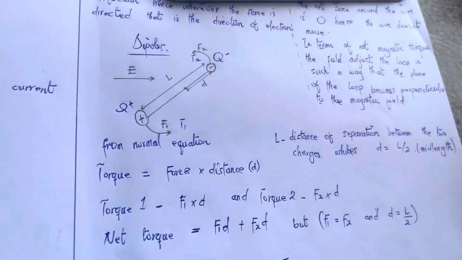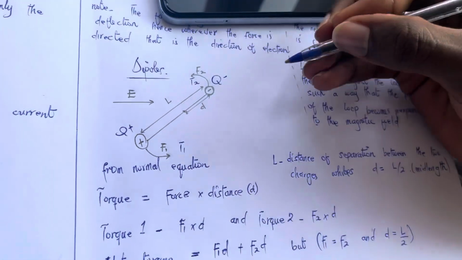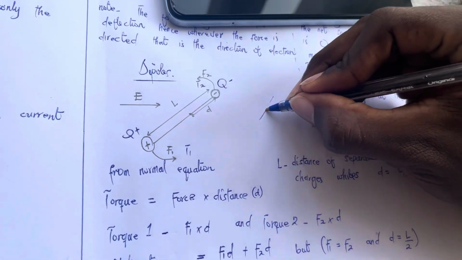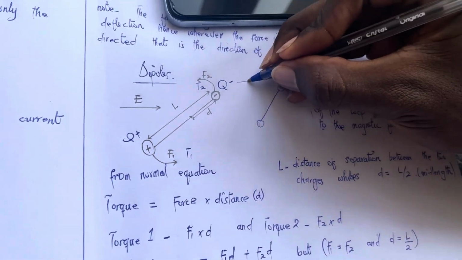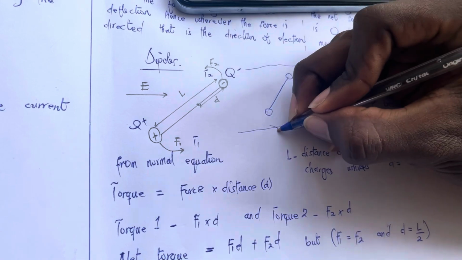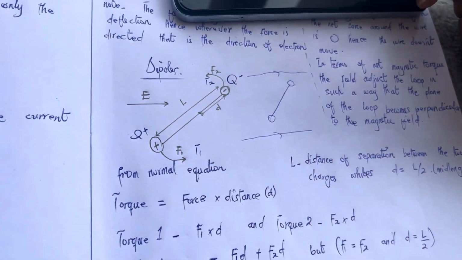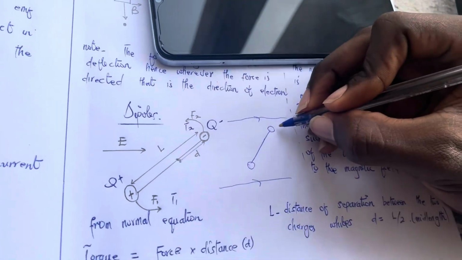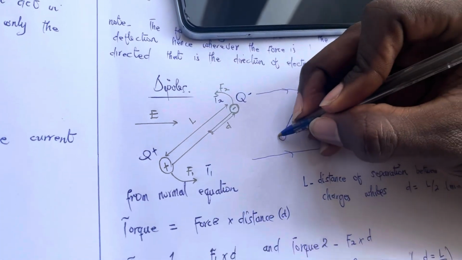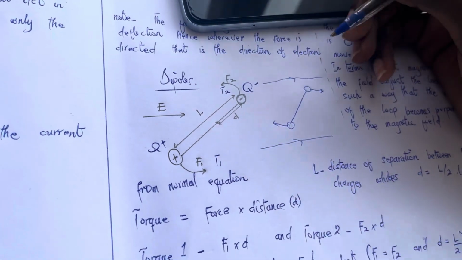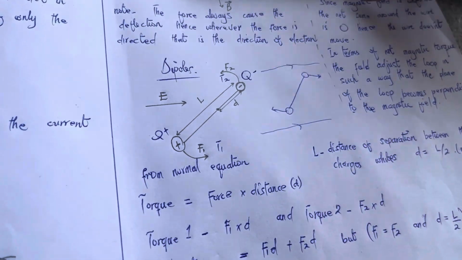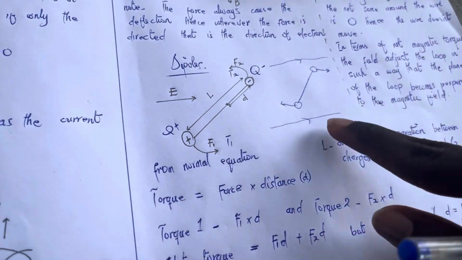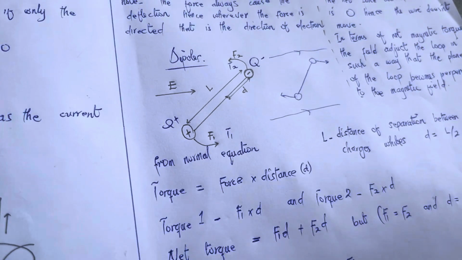The same thing applies if you are seeing something like this. This is the direction of your dipole, and now they are telling you that this is the direction of the electric field. So this means that there will be a force that will cause it to move this way, and another force also causes it to move this way. So at the end of the day, the thing will be rotating. As it continues to rotate, there will be a torque.